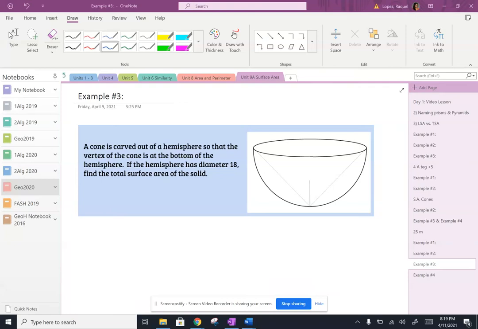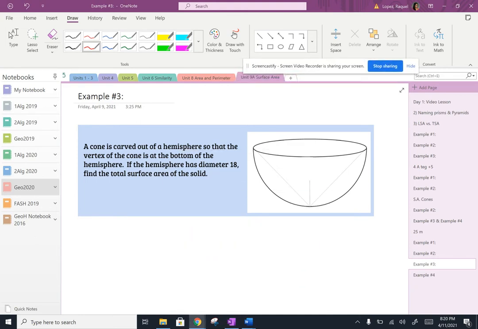Alrighty, everyone, let's go ahead and do example 3 together. A cone is carved out of a hemisphere so that the vertex of the cone is at the bottom of the hemisphere. If the hemisphere has a diameter of 18, find the total surface area of the solid. Okay, so I know that the hemisphere has a diameter that is 18, so that means that the radius is going to be 9.